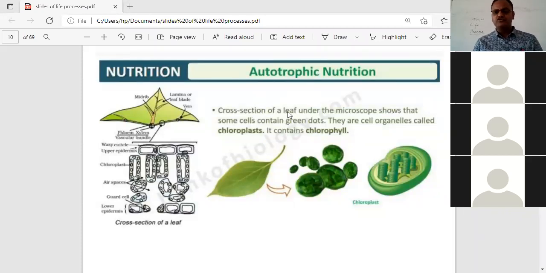In class 9 also you all have studied the plastid. Plastid is a cell organelle. How many types of plastids have you studied in the chapter cell in class 9, students? Through the chat box, you give me the reply.